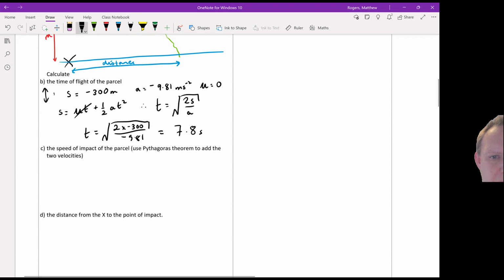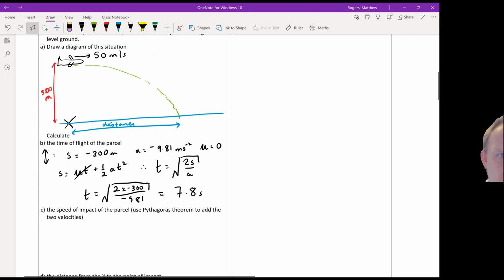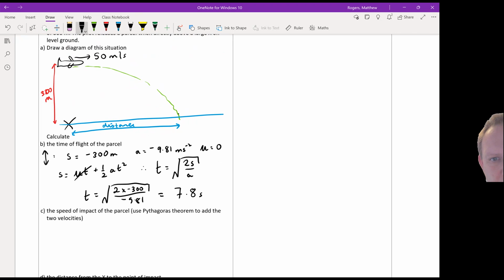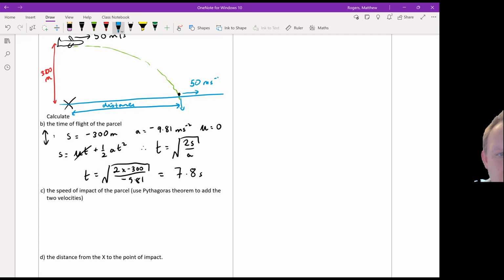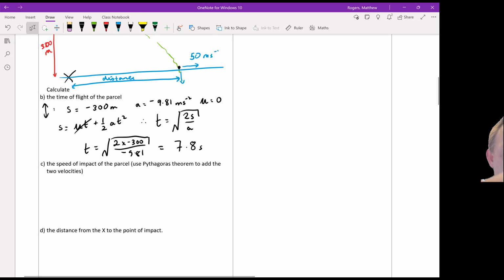The speed of impact of the parcel. Use Pythagoras' theorem to add the 2 velocities. So by the time the parcel reaches the ground here, it will have a horizontal velocity, which we know will still be 50 meters per second, but it will also have a vertical velocity. The vertical velocity we can get from the vertical information that we've already used. We want to solve our equations to find v in the vertical direction first, and then we'll put the 2 together using Pythagoras.